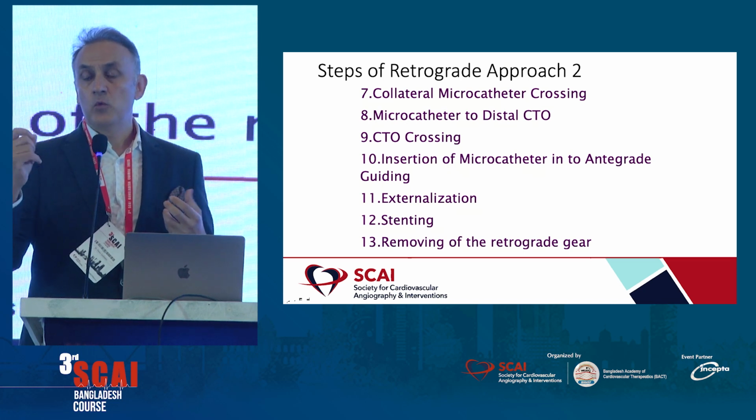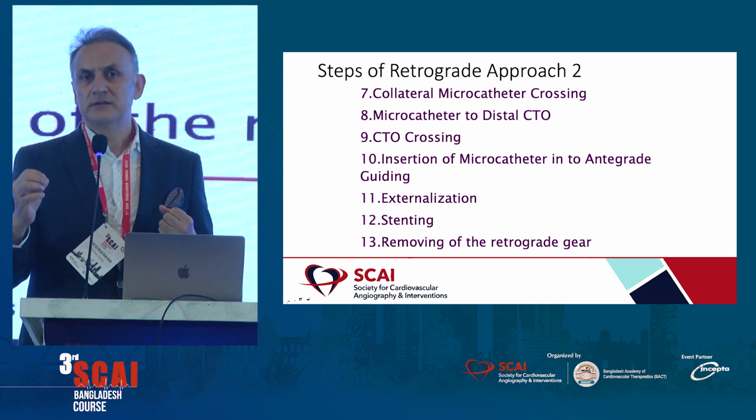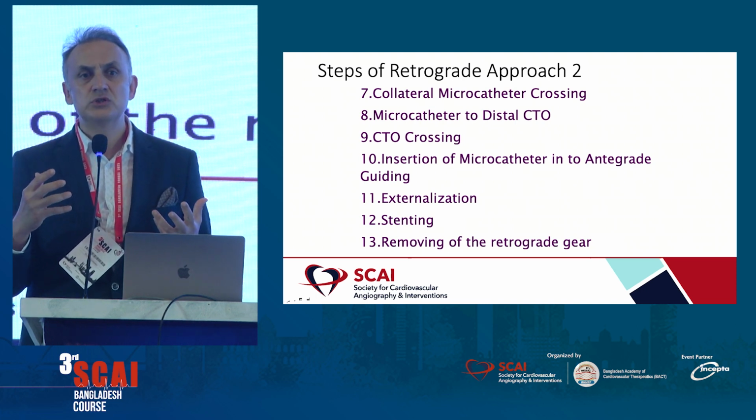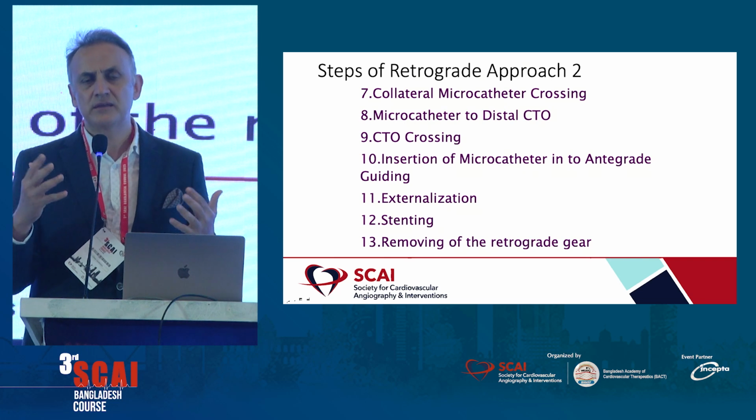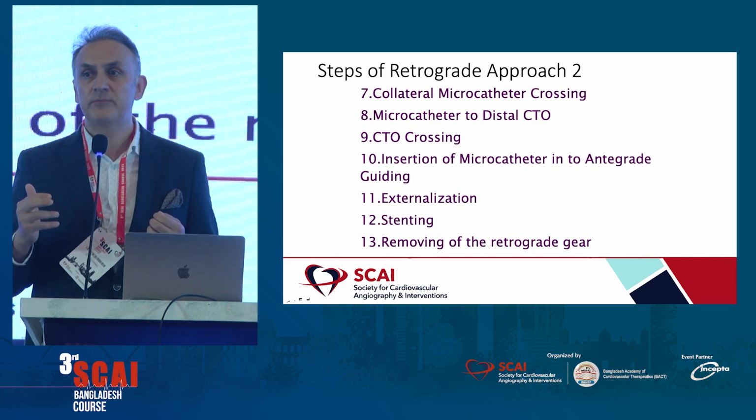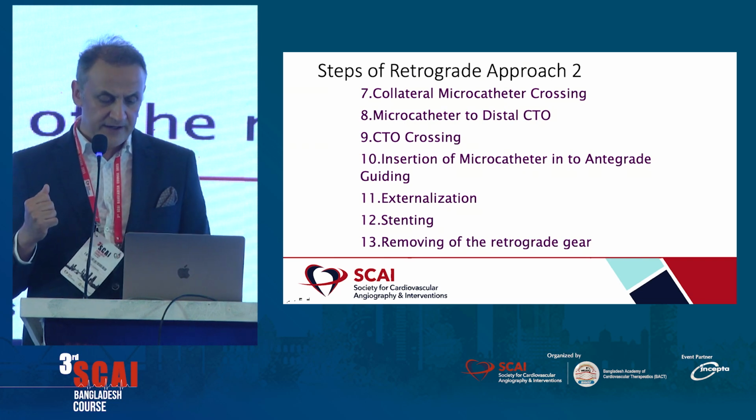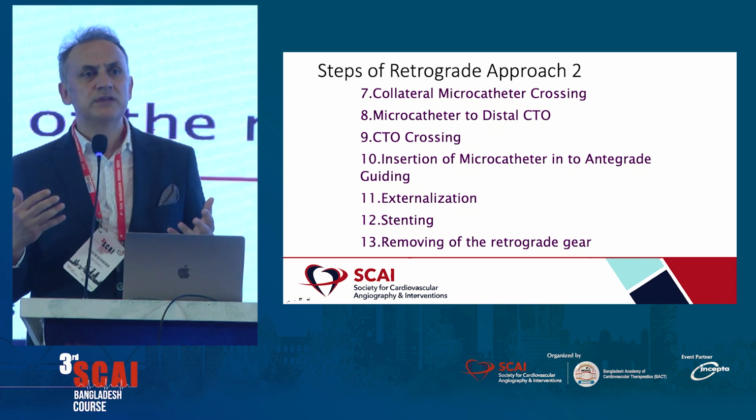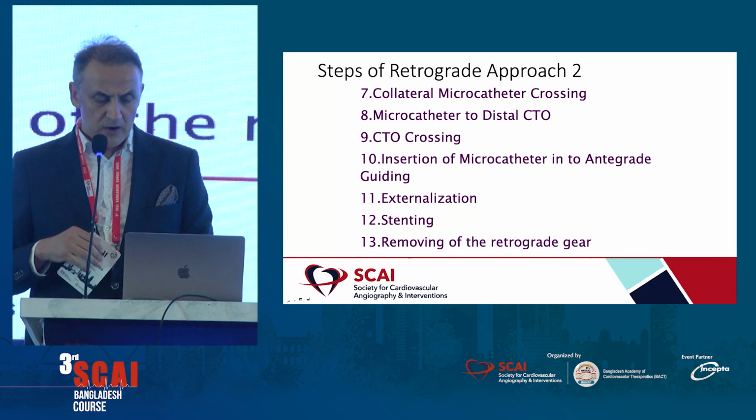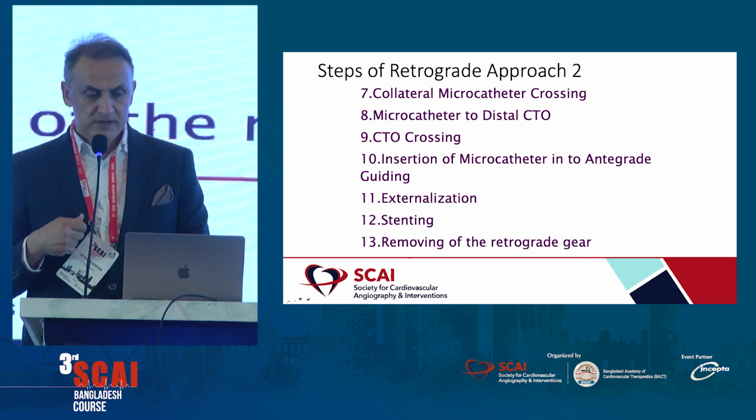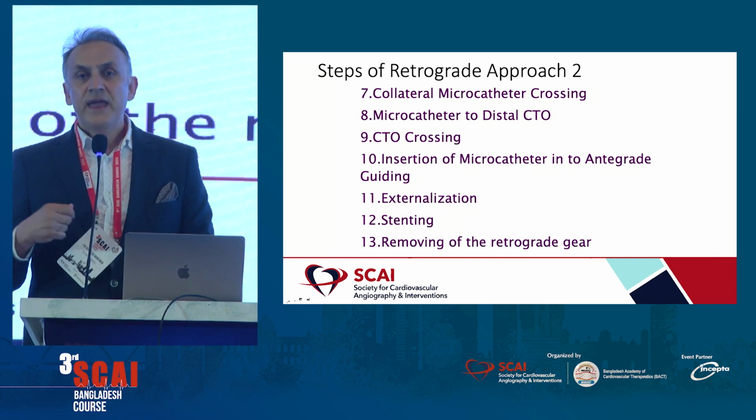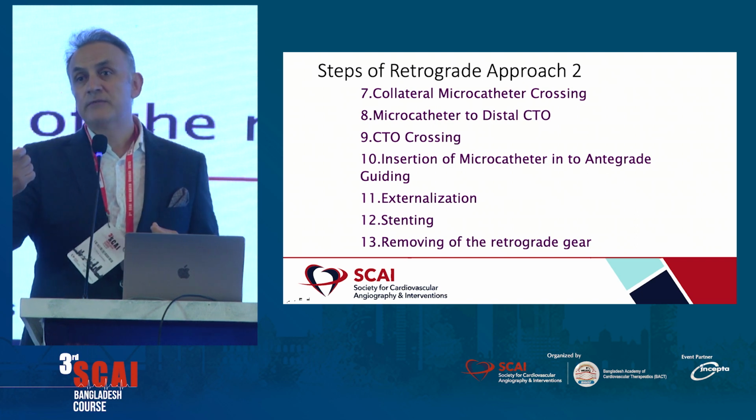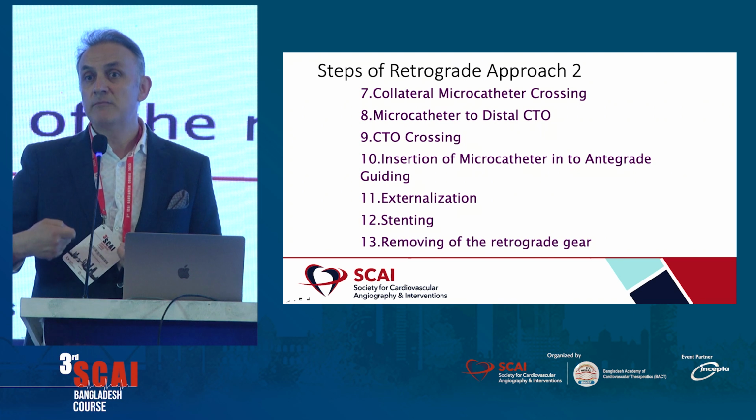We cross collaterals with special wires, like Sion, could be Sion black sometimes, it's rare, but Sion, if it is very tortuous and epicardial, so wire could be fine, and there are others, like Samurai, for example, that can be used also. It's a very good wire for retrograde collateral crossing. Anyway, and then we should cross the CTO.